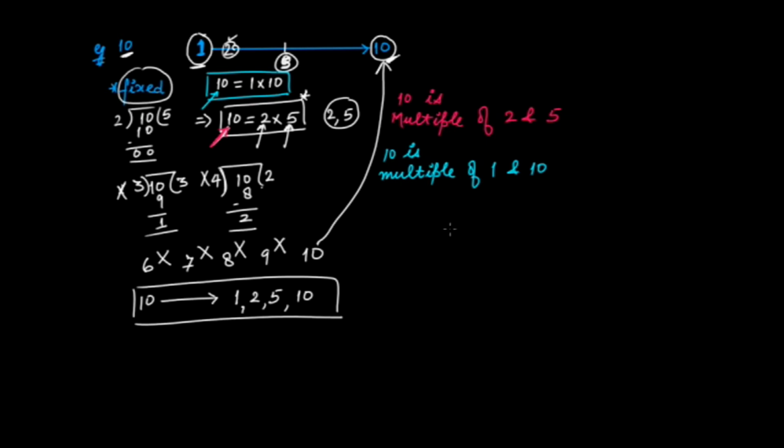Let me quickly remind you that any exact divisor of that particular number, for which you have to find the factors, would be the factor, and there are two fixed factors. The first one would be the number 1, and the second would be that particular number itself.